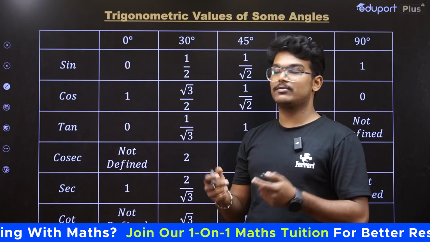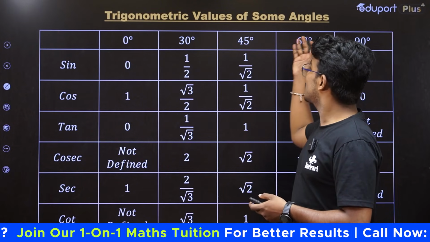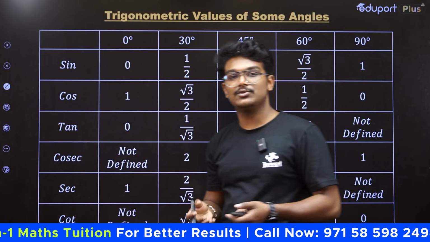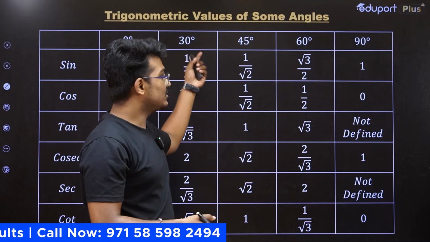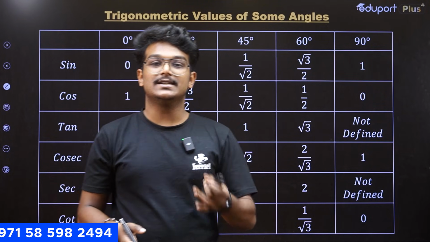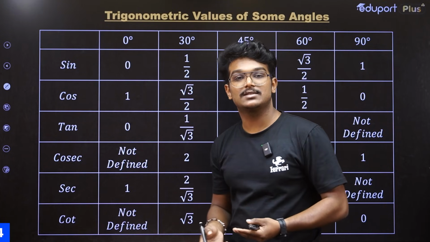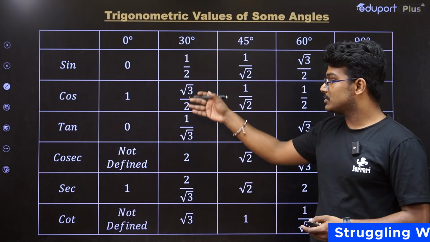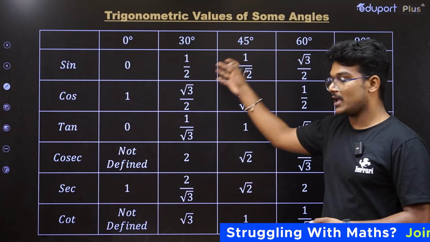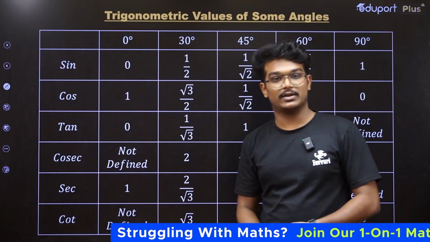Then the next topic we have to study: there are some specific angles and some values of sine, cos, tan, cosec, sec and cot. These are the values for the angles 0, 30 degrees, 45 degrees, 60 degrees and 90 degrees. There are some values. We have to study this perfectly.